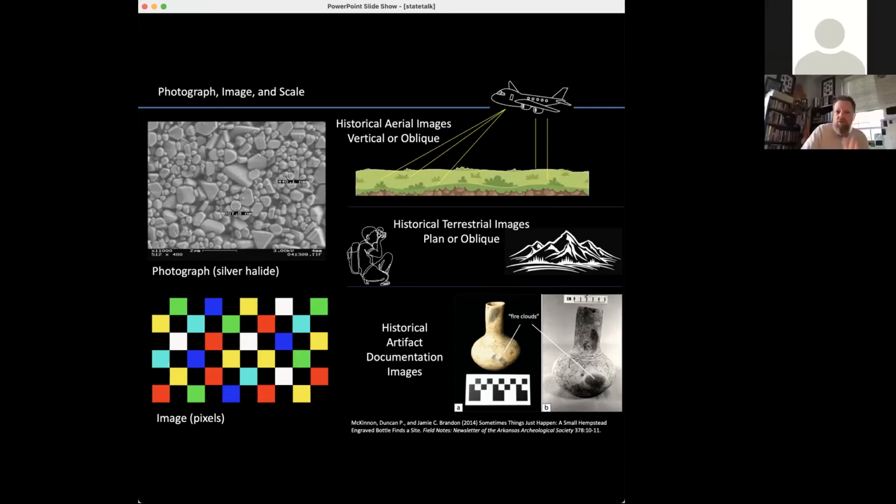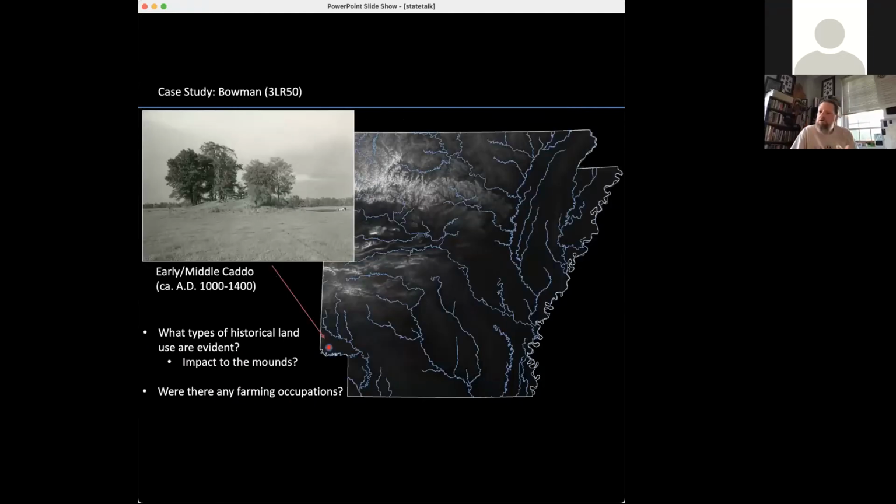All right, so we're gonna move on to aerial and terrestrial images, and I'm gonna do this by presenting three case studies, or case sites, okay? The first is the Bowman site. It's located along the Red River in the southwest corner of the state. You can see the red dot there. It has been documented as a large multi-mound site with at least 8 mounds, perhaps more, that presumably dates to the early to middle Caddo, beginning somewhere around AD 1000. It needs a lot more work.